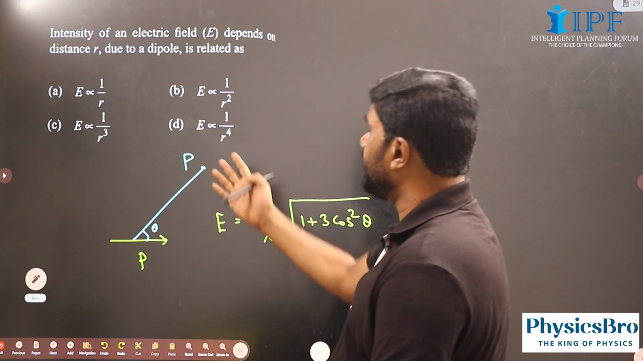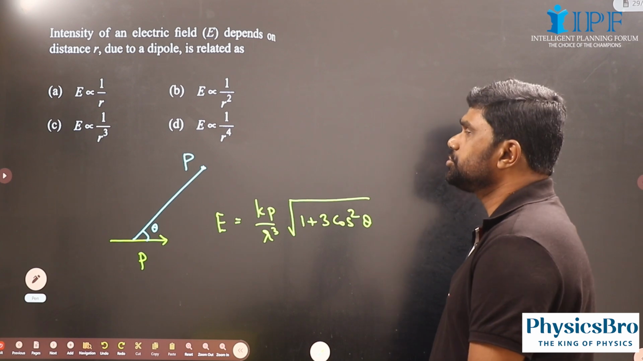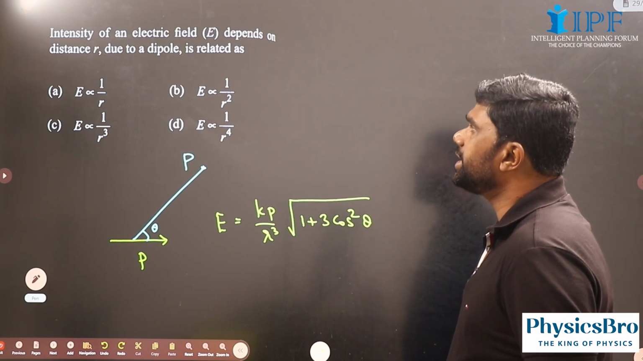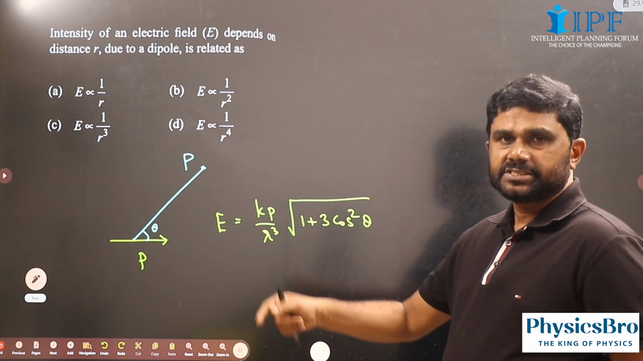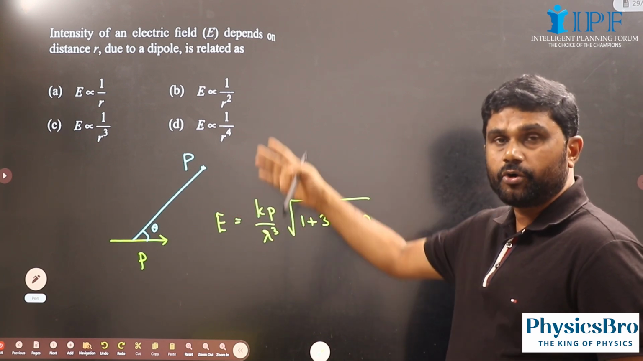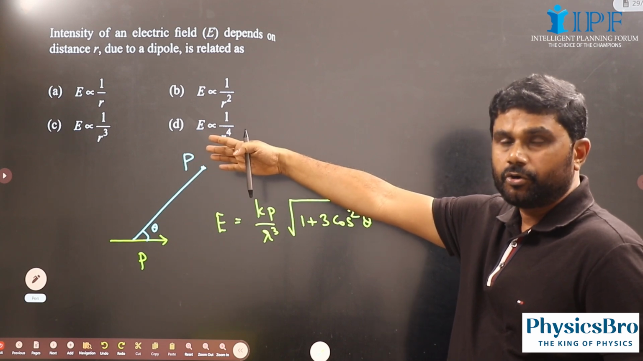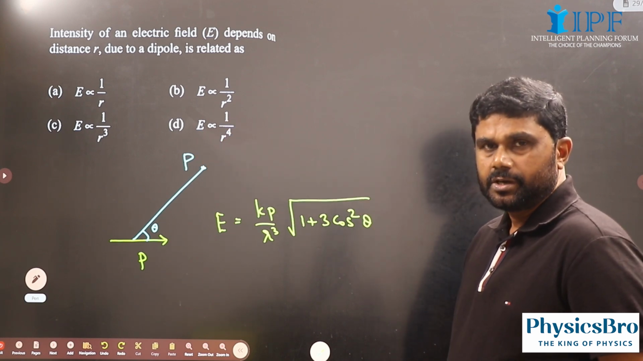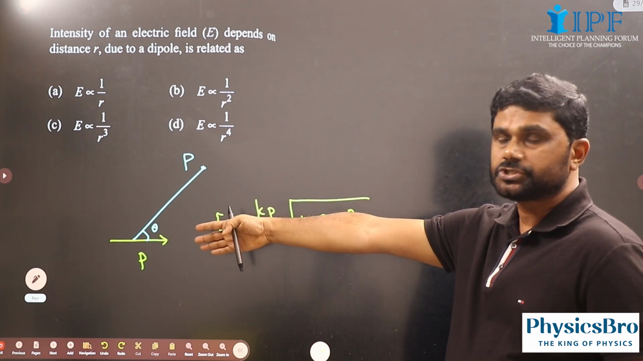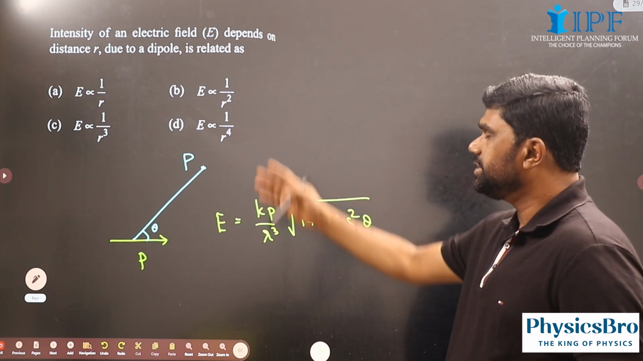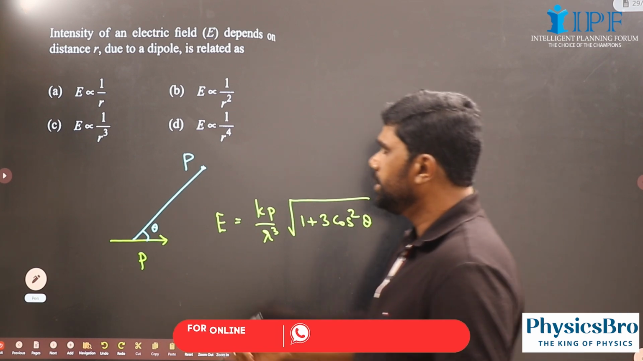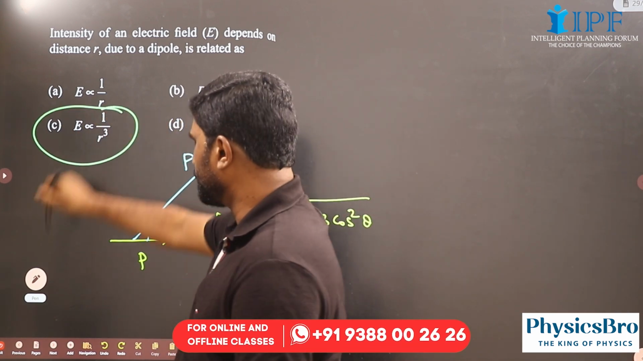See, next again we have another simple question. Intensity of an electric field E depends on distance R due to a dipole is related as. See, here the position of the point, whether it is on the axis or on the perpendicular bisector or anywhere else, is not mentioned. But in general, I have taken an arbitrary point. So anywhere the intensity of electric field due to a dipole is proportional to 1 by R cube. So E is proportional to 1 by R cube.